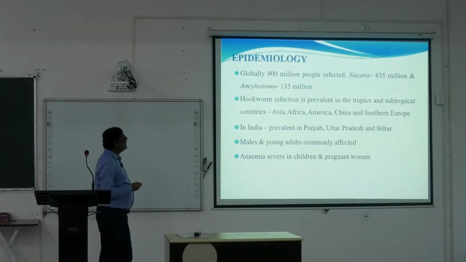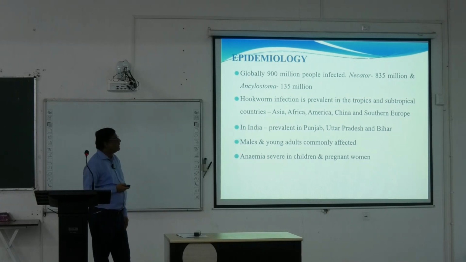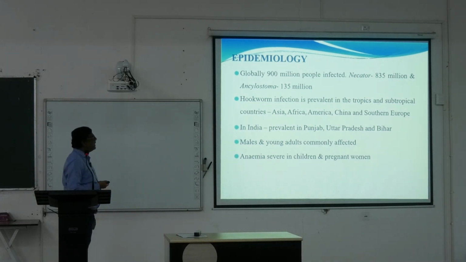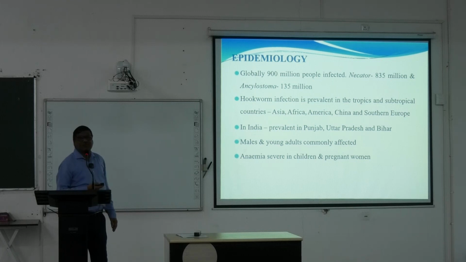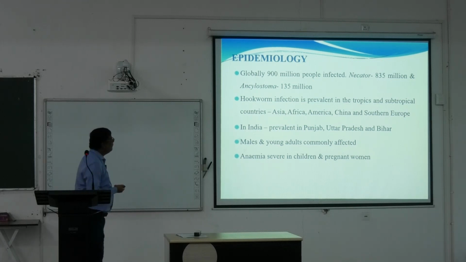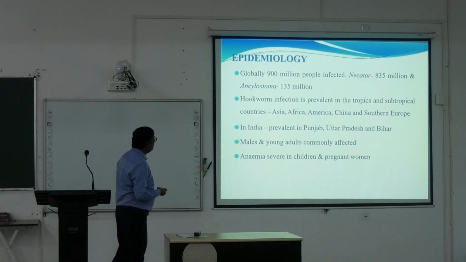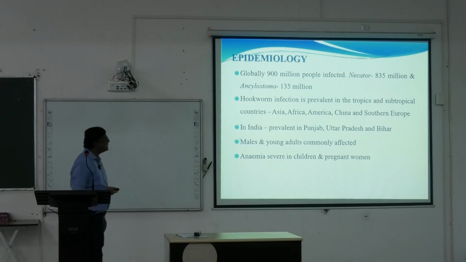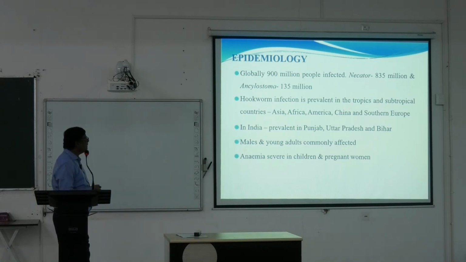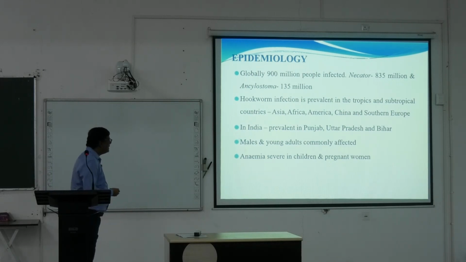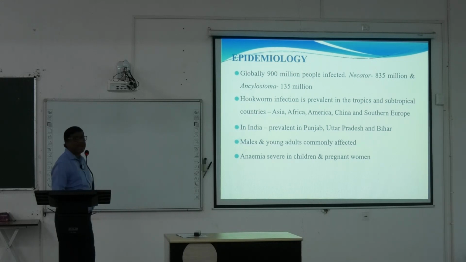Globally, 900 million people are infected: Necator 835 million and Ancylostoma 135 million. Hookworm infection is prevalent in the tropics and subtropics, Asia, Africa, America, China, Southern Europe. In India, it is prevalent in Punjab, Uttar Pradesh, Bihar, Rajasthan. Males and young adults are commonly affected. Anemia is severe in children and pregnant women.